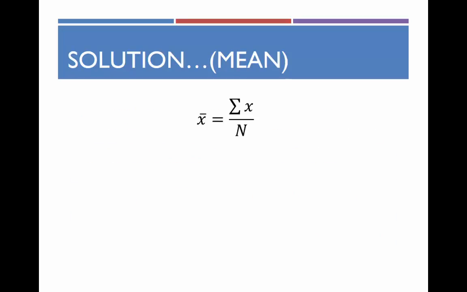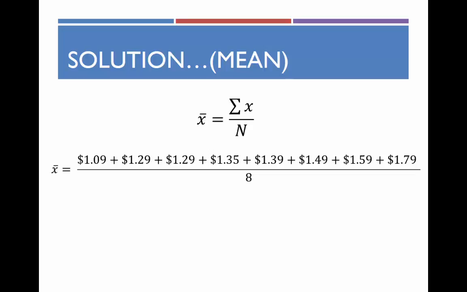Since we are dealing with a sample, we're going to calculate the sample mean. Again, recognize the mean is always going to be calculated in the exact same manner, whether referring to the sample or population mean. Take all of the data values and add them together and divide by the total sample size, the total number of data values that we have. We see that the sample mean is $1.41.